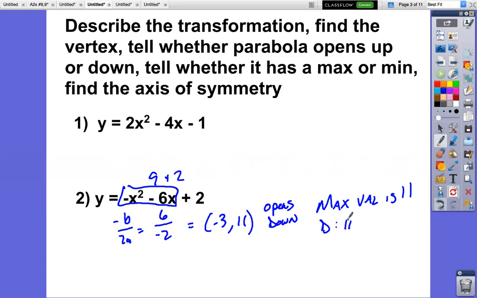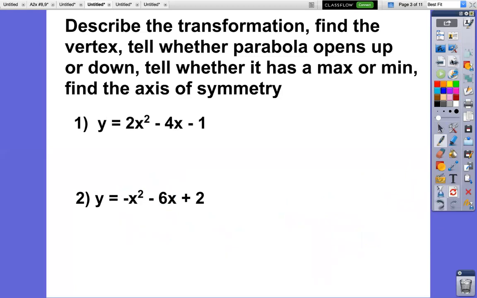All real numbers. What's my range? Y is less than or equal to 11. There you go. Axis of symmetry is what? X equals -3. Perfect. You guys are on it. Any questions? Cool.